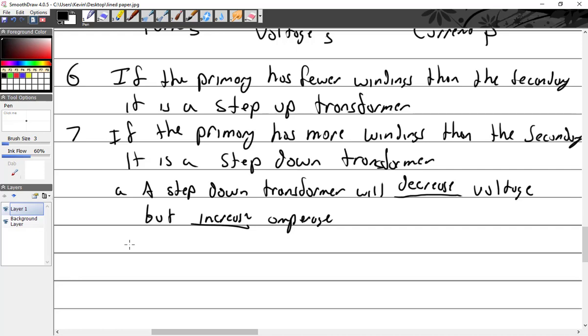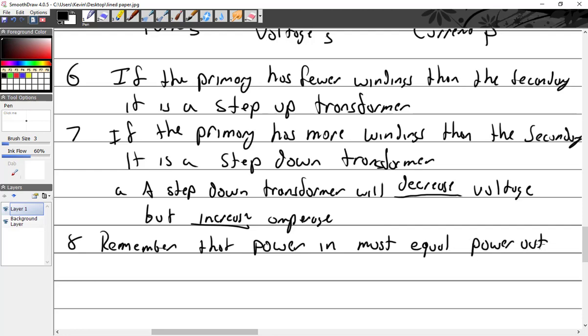All right, so we can skip that. Actually, that's a good point, a good way to sum it up. Remember that power, which is volts times amps, in, must equal power out, assuming it's 100% efficient.